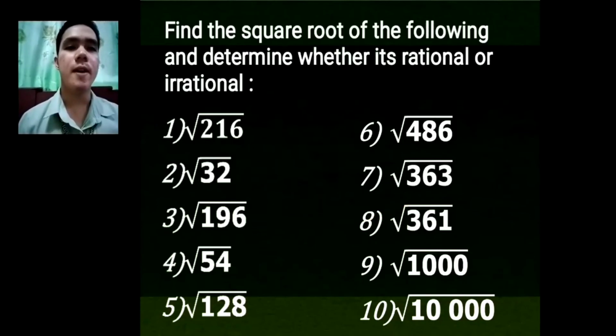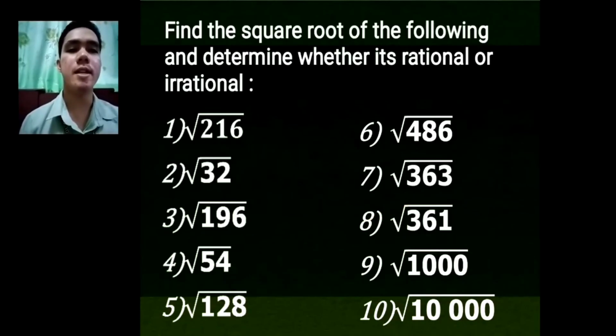Now, find the square root of the following and determine whether it is rational or irrational. Try this in your notebook, numbers 1 to 10. Just find the square root of the following numbers, then identify whether it is rational or irrational. For example, the square root of 16. Then write rational if it is rational, then irrational if it is irrational. You can pause this video, then later on I will show the correct answer.